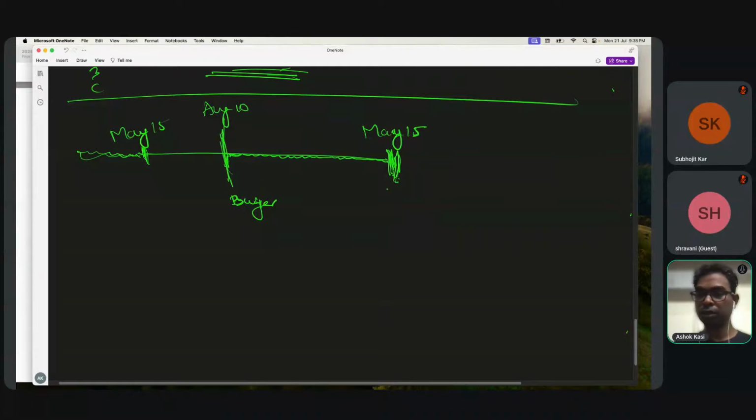You understood the question? On May 15th, the interest is to be paid. They will pay to the new buyer or to the old seller? Seller, right? Because the buyer is buying on August 10. On the record, buyer's name will reflect, right? When the company checks, buyer's name will be reported. So they will pay to the buyer only, and that too for the entire year they will pay. Now, if you are the seller, what will be your argument?